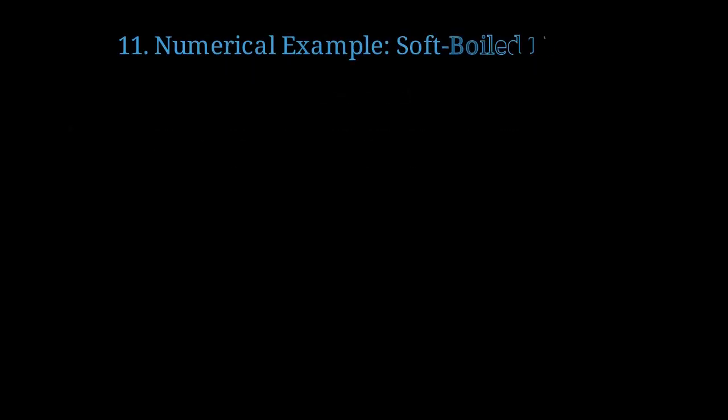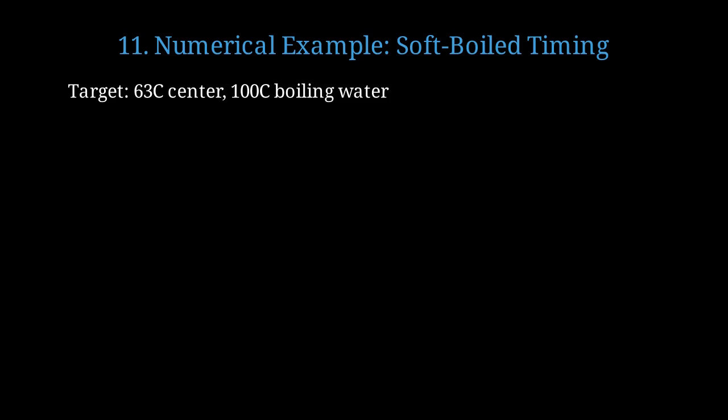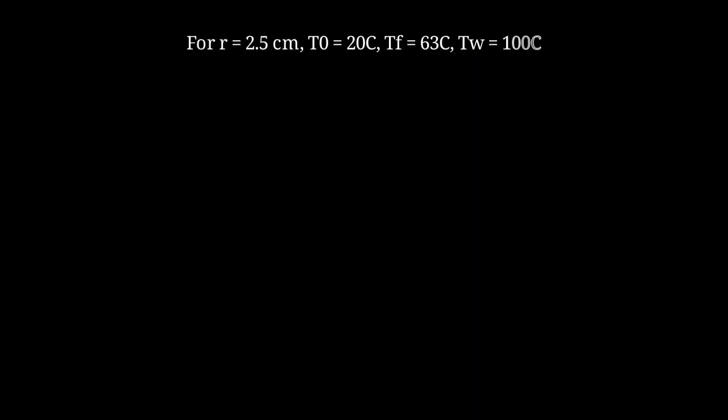Let's work through a quantitative example for soft-boiled egg cooking. Our target is 63 degrees Celsius at the center, using 100-degree boiling water. The approximate formula is t equals R squared over alpha times the natural log of T0 minus TW over TF minus TW. With radius 2.5 centimeters, initial 20 degrees, final 63 degrees, and water at 100 degrees.